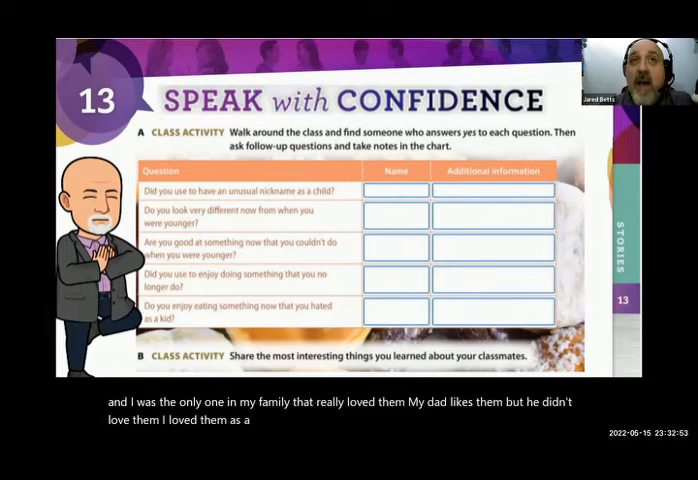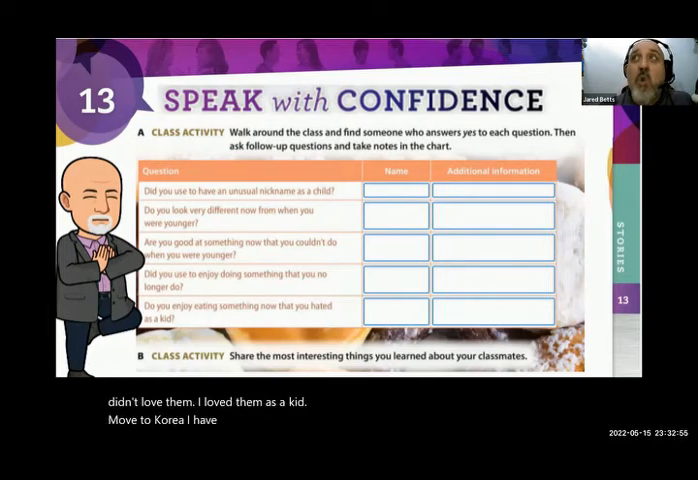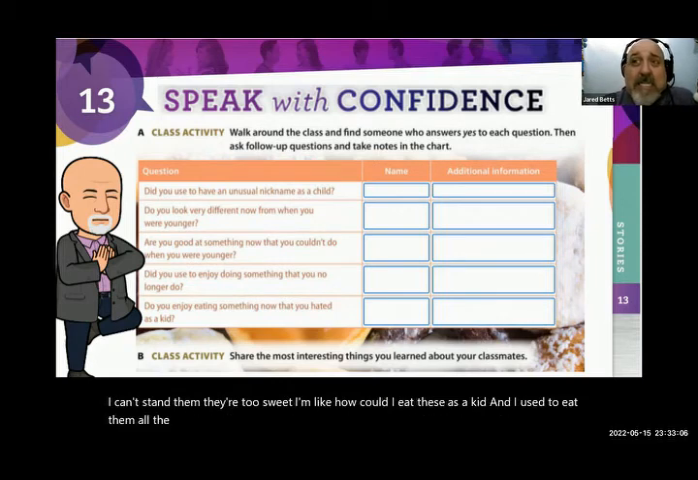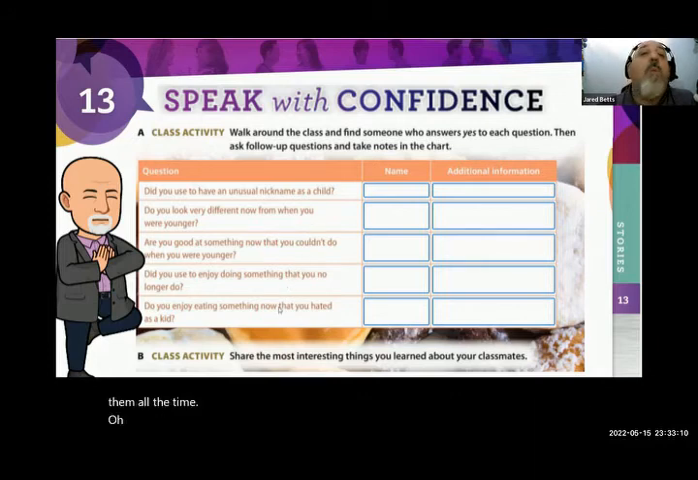Moved to Korea. I have had Cadbury eggs twice since then. I can't stand them. They're too sweet. I'm like, how could I eat these as a kid? And I used to eat them all the time. Ugh, yeah. Okay. So we'll talk about this in class.